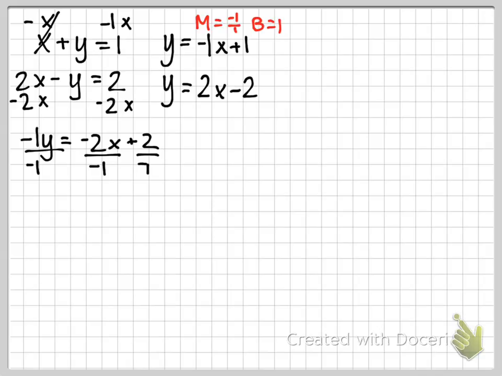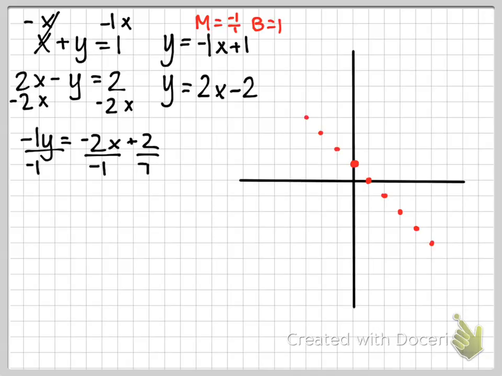So I'm going to graph. And I'm going to go to positive 1, and then I'm going to go down 1 over 1. And again, I'm going to keep doing the same thing. So I have a line that extends most of the way through the graph. Don't forget, draw your line through them.